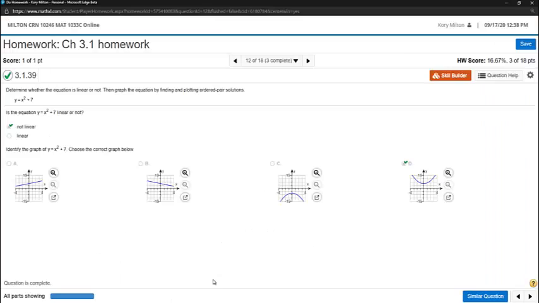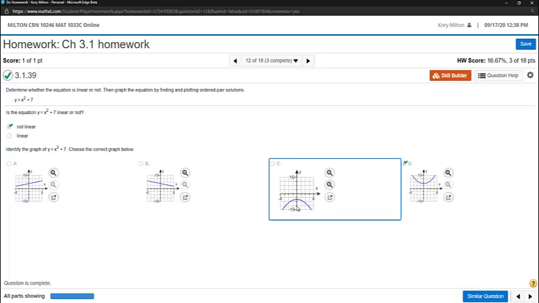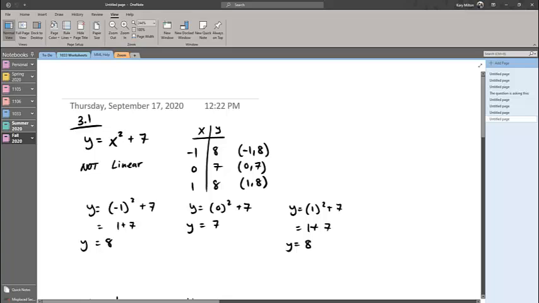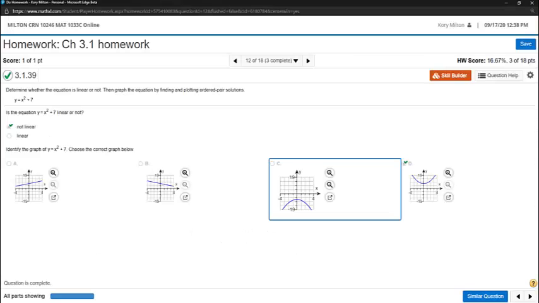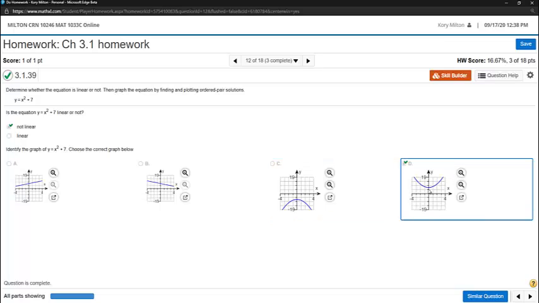So going back to our homework, I look at this graph, that's a line. This isn't linear, so I know that's not it. It's not B because that's a line, that's not it. So I'm looking at C and D. You can hit this little magnifying glass to look at the points. So our points were -1, 8, 0, 7, and 1, 8. So I'm going to look for 0, 7. That is not 0, 7. That's negative. But if I look at this one, that's 0, 7 because that's positive, so it is D.